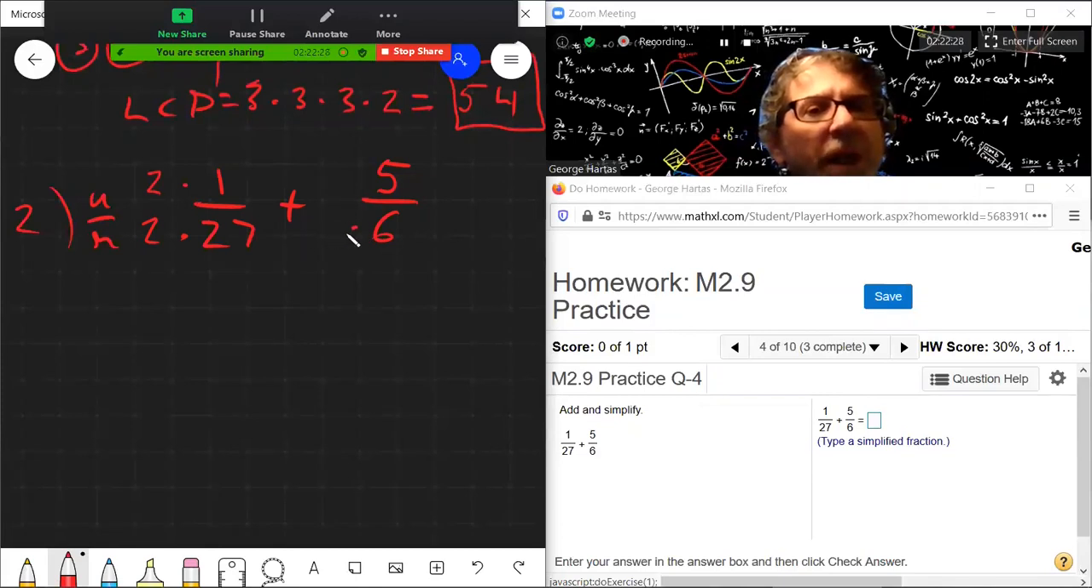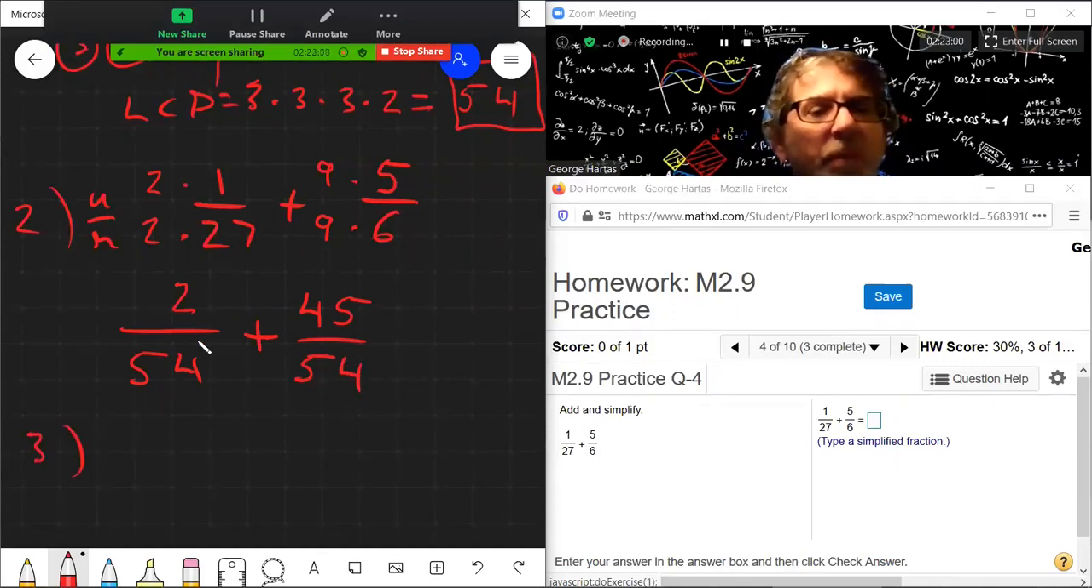What number times 6 is 54? Well, here's our 6. 3 times 2 is 6, which means 9. 3 times 3 is 9. 9 times 6 is 54. If that's 9, that's 9. All right, multiply across. We got 2 over 54. And we got 45 over 54.